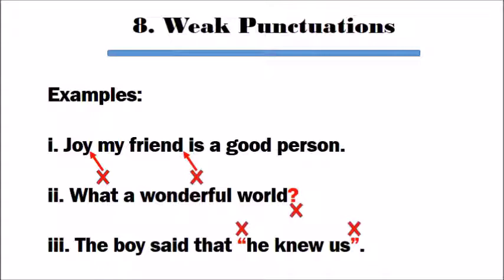"Joy, my friend, is a good person." Joy is a noun, my friend is a noun phrase. Those two units stand for the same person, so "my friend" is actually explaining Joy. It would have been better if I had "Joy, comma, my friend, comma, is a good person." So in that case, it would be easier for someone to know that I have "my friend" as a modifier on Joy.